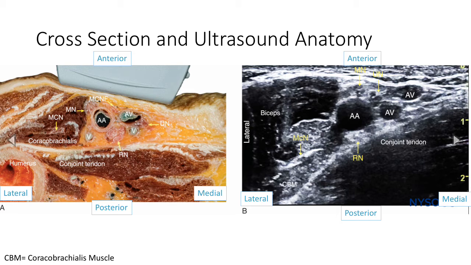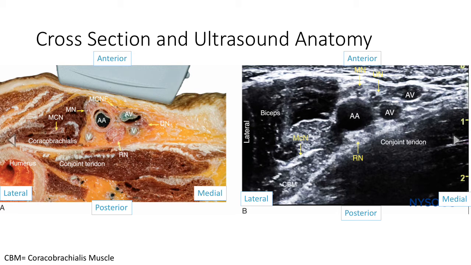So in these two diagrams, we see on the left a cadaveric cross-section and on the right an ultrasound cross-section, both at the level at which an axillary block is performed. We'll orient ourselves here using medial and lateral, anterior and posterior for both of them. But of note, these two diagrams are not exactly identical. For example, the cadaver section shows the humerus at the lateral edge of the picture, while the ultrasound does not. However, important landmarks and relationships between structures are consistent between the two.